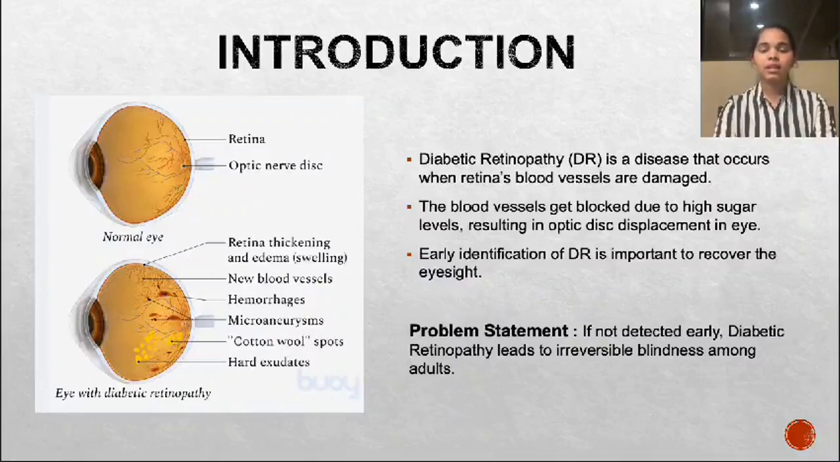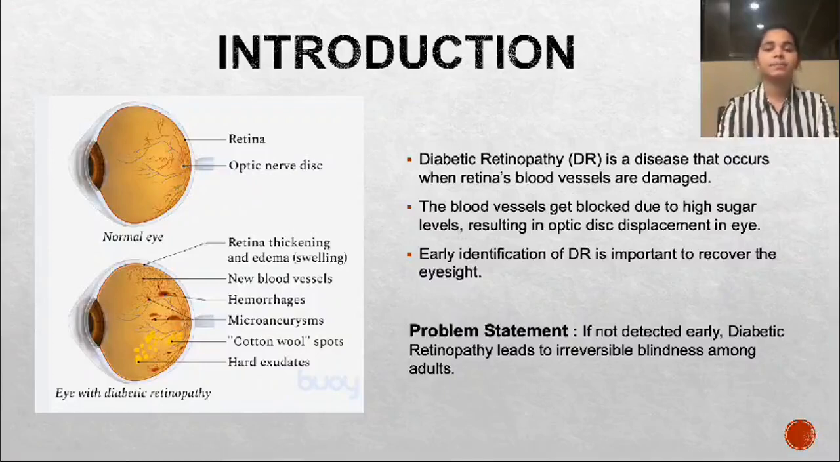As you can see, the above image is of a healthy eye, and the below image is the eye of a diseased person, which has hard exudates, cotton wool spots, and new blood vessels grown, and you can also notice the absence or displacement of the optic nerve in the image. Every year, millions risk their eyesight to diabetic retinopathy. Hence, it is important to detect it early in order to recover the eyesight.